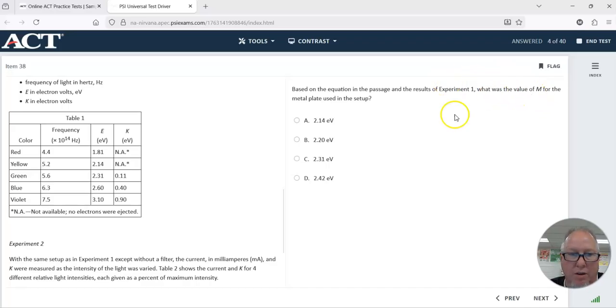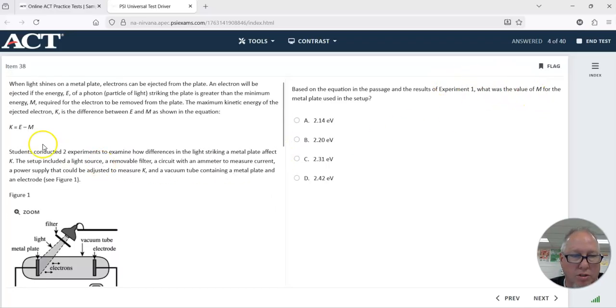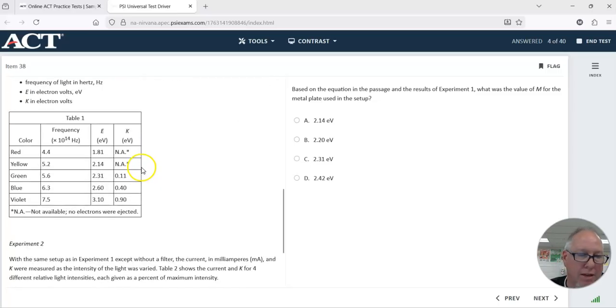It says what was the value of M. So you would just simply subtract the E from both sides. So K minus E equals M. And when you do that, you could take any one of these, K minus E, it must be 2.2. K minus E, 2.2, and all of them work out to be the same. So that's the second time we've seen a problem where you'd have to do some simple subtraction.